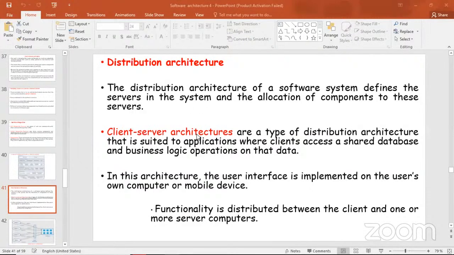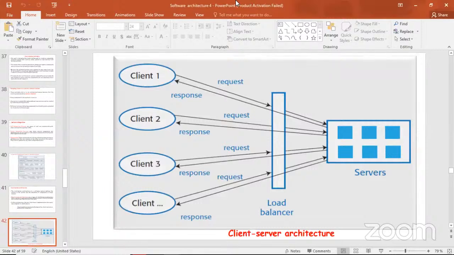So client-server architectures are a type of distributed architecture that is suited to applications where clients access a shared database and business logic operates on the data. In this architecture, the user interface is implemented on the user's own computer or mobile device. Functionality is distributed between the clients and one or more server computers. So this is a client-server architecture.